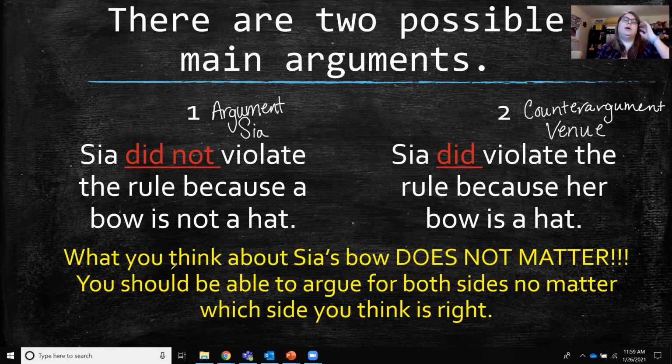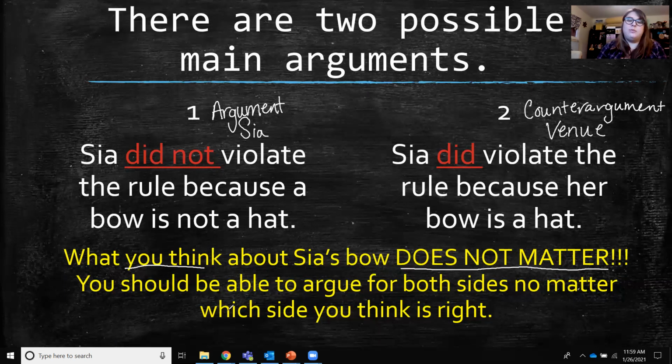What's really important to remember is that what you think about Sia's bow, at this point, doesn't matter. I really don't have any personal opinions about this. I don't really care whether or not she gets into trouble. I'm not personally invested in this. I don't have to make this argument if I don't want to. But what we want to remember is that you should be able to argue for both sides, no matter which side you think is right.